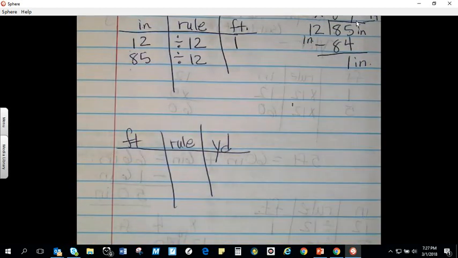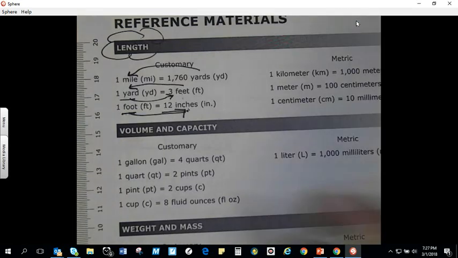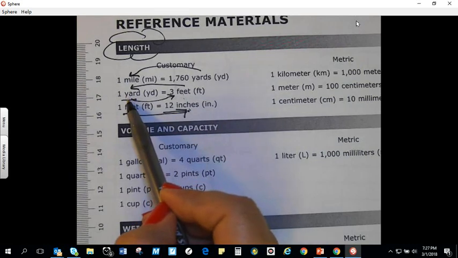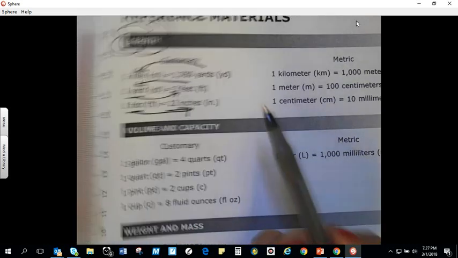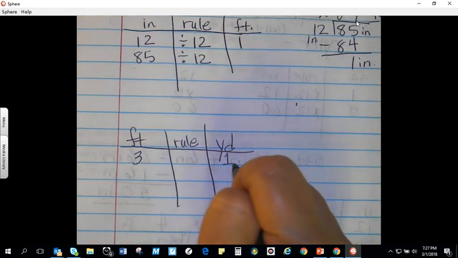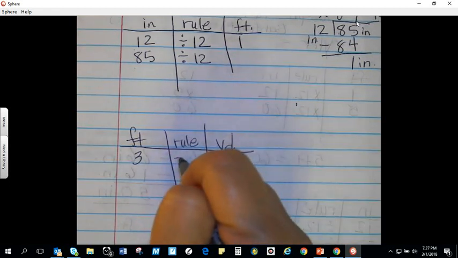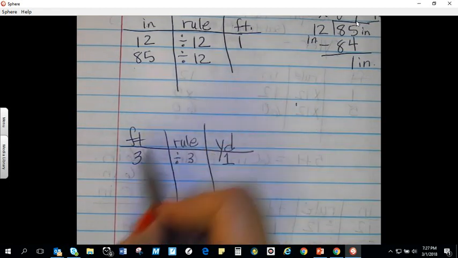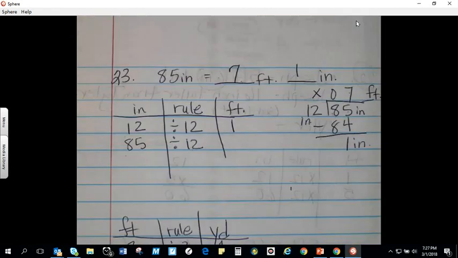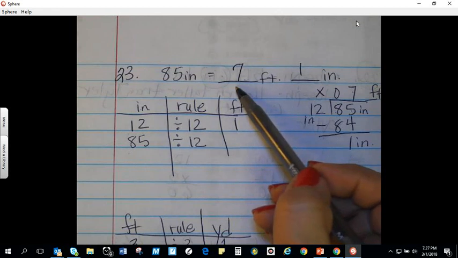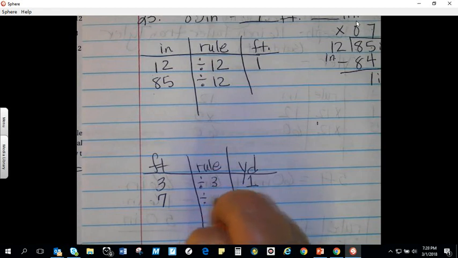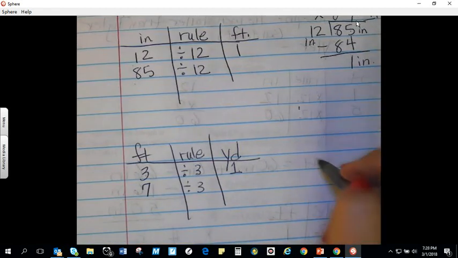I know that for every 3 feet is equal to 1 yard. So I'm going to place that over here. This is my benchmark. For every 3 feet, it's equal to 1 yard. What did I do? Well, I had to divide that by 3. 3 divided by 3 equals 1 yard. I have, again, 7 feet. So for every 7 feet, I'm dividing it by 3, and it's going to give me how many yards?